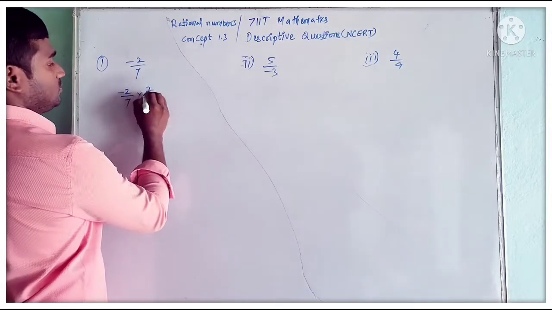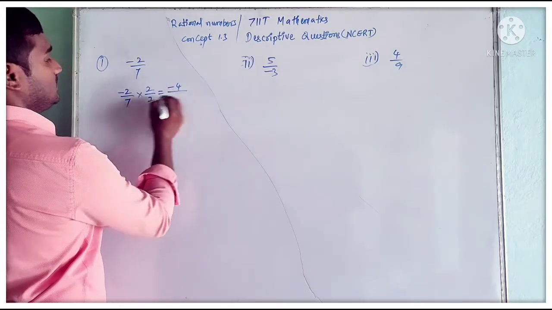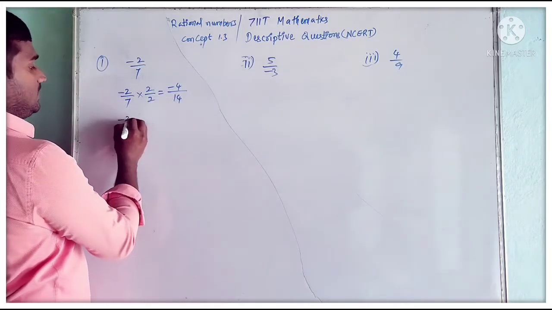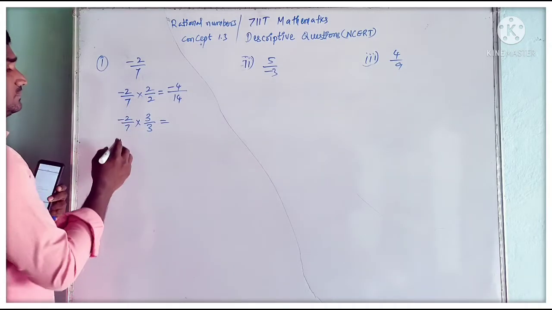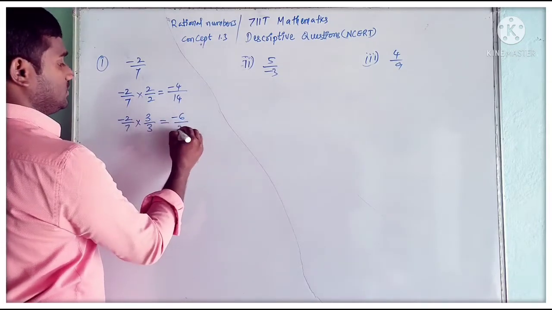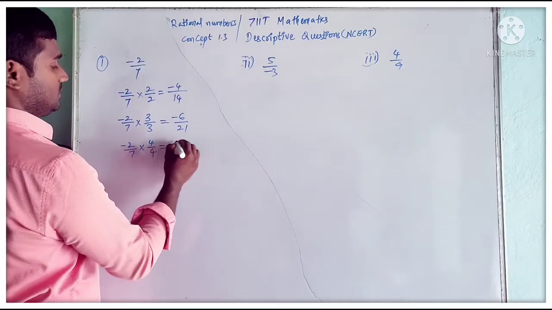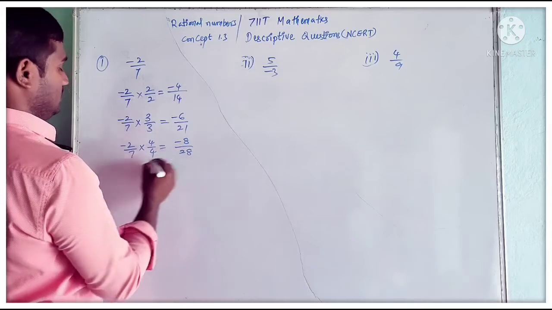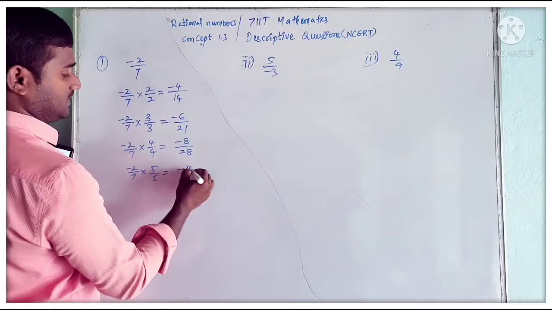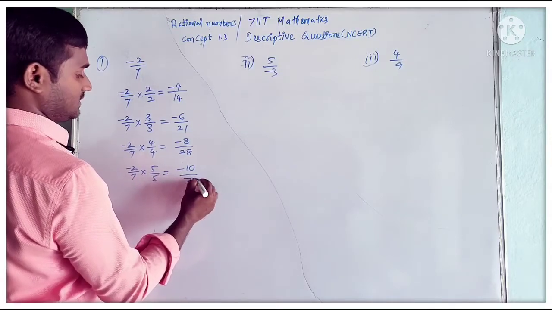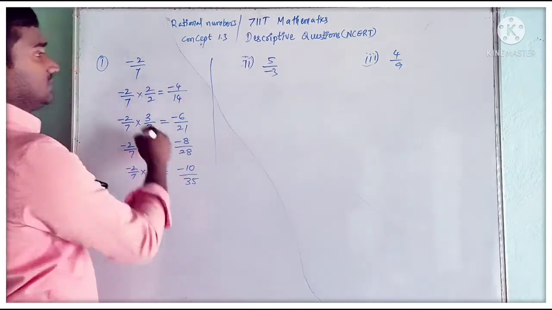That is, into 2 into 2: minus 2 into plus 2, minus 4 by 14. And minus 2 by 7 into 3 by 3, so minus 6 by 21. Minus 2 by 7 into 4 by 4, so that is minus 8 by 28. Next, minus 2 by 7 into 5 by 5, so that is minus 10 by 35. These are the 4 equivalent rational numbers to the given number.